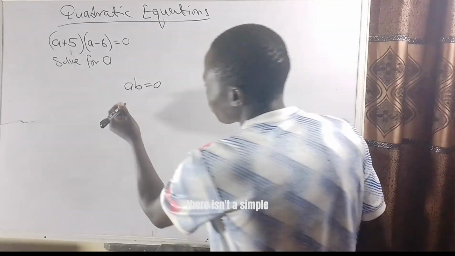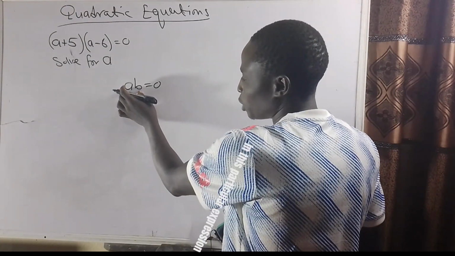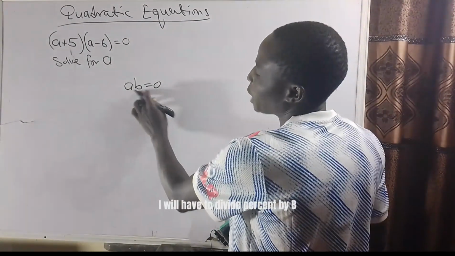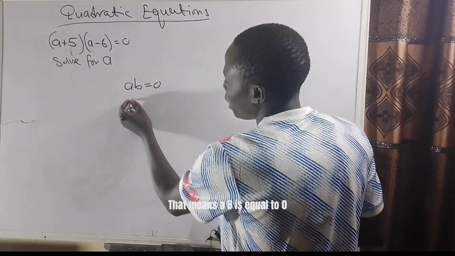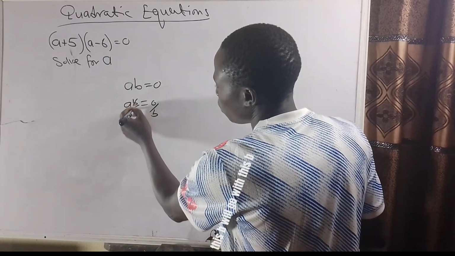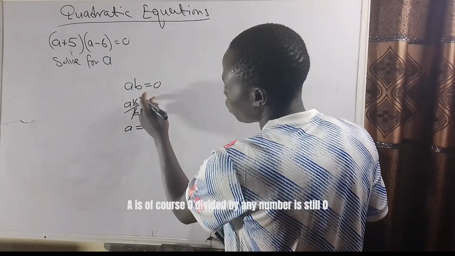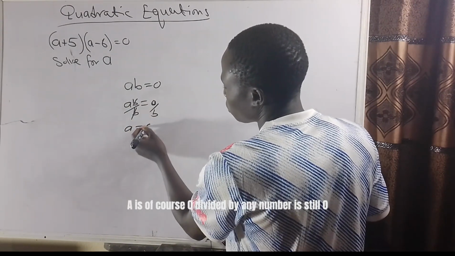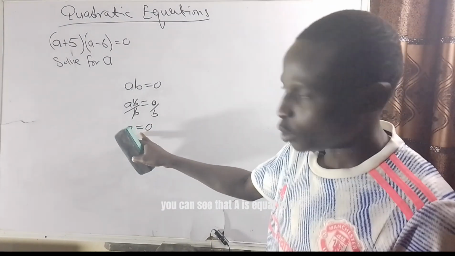The reason is simple. When I'm looking for A in this particular expression, I will have to divide both sides by B. That means AB is equal to 0, I will divide both sides by B. This B will go with this B. A is equal to 0 divided by any number, which is still 0. So you can see that A is equal to 0.